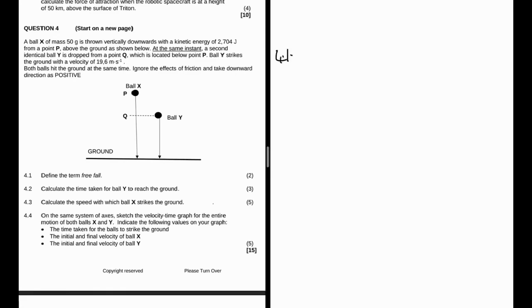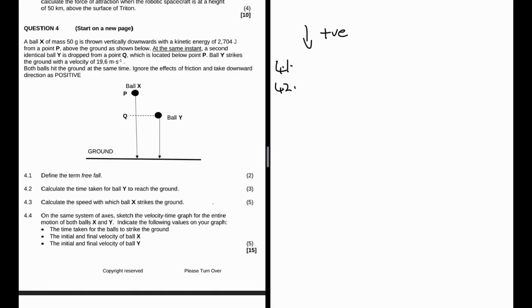4.1 says define the term free fall. Free fall is the motion of an object when the only force acting is gravitational force. And now we can move to 4.2. So we're taking down as positive, right? We are instructed to do so. Usually take up as positive, but hey.